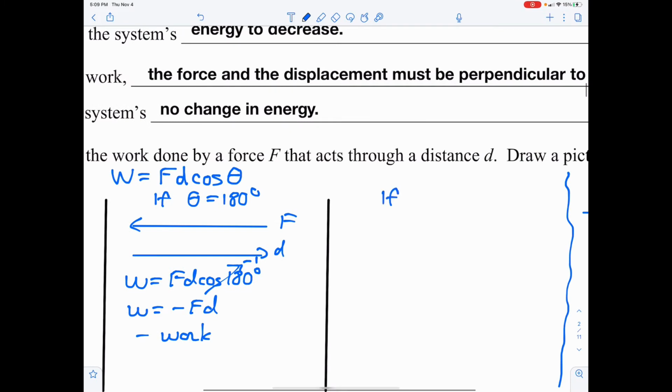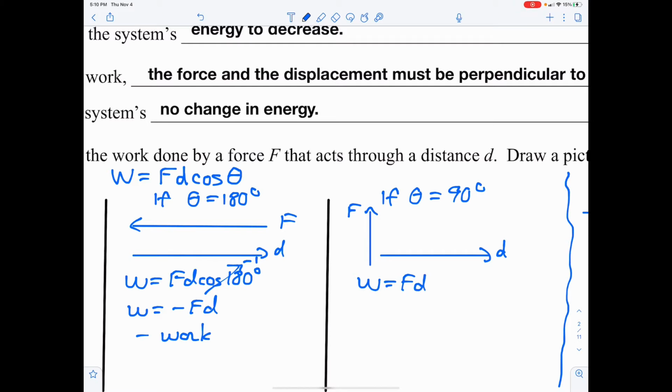Lastly, if theta is 90 degrees, meaning the force is perpendicular to displacement, well, work is equal to force times distance times the cosine of 90 degrees between them, and the cosine of 90 is 0. No work is done.